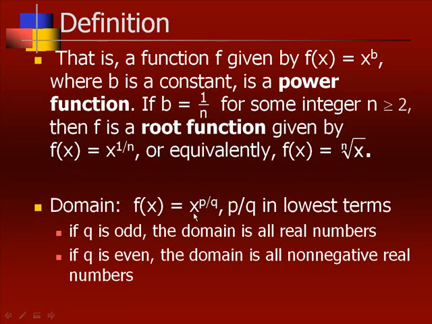Now remember, in the expression x to the p over q, the p is the power and q is the root. And remember, you cannot take the even root of a negative number. So therefore, if the root is even, then the domain is all non-negatives. But if the root is odd, then the domain could be all real numbers.